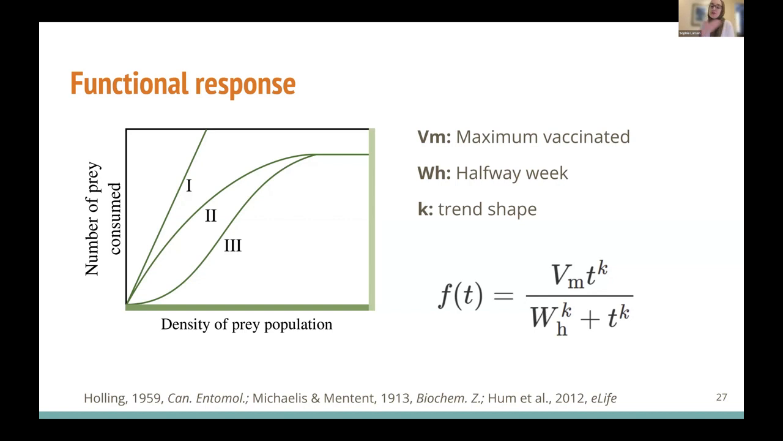So if I know that I will eventually get to 80% vaccinated in my population, then the halfway week is the week that I reach 40% vaccinated, half of my potential. And then K tells me the trend shape. So a higher K, like 2 or 3, might give me something more like a type 3 response. As K gets lower, we switch more into something that looks more like a type 2 response.